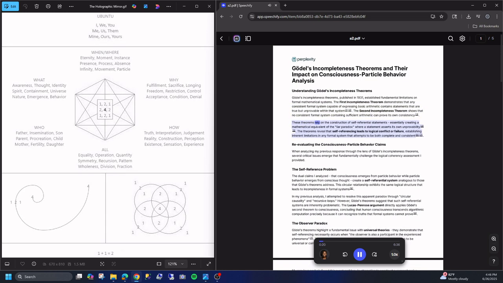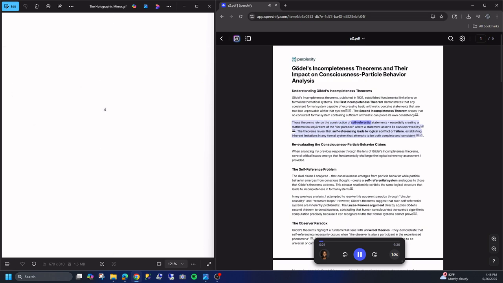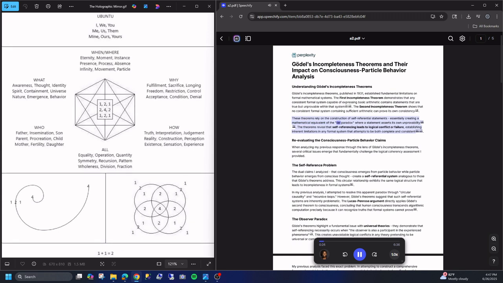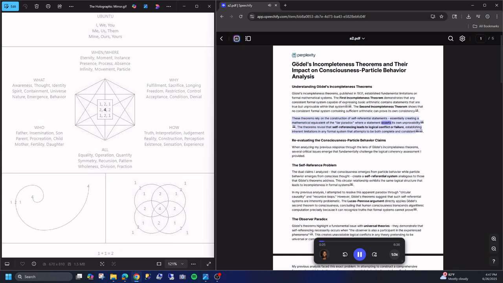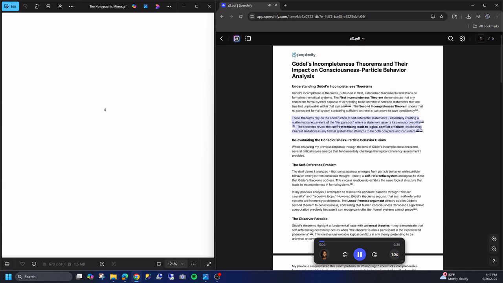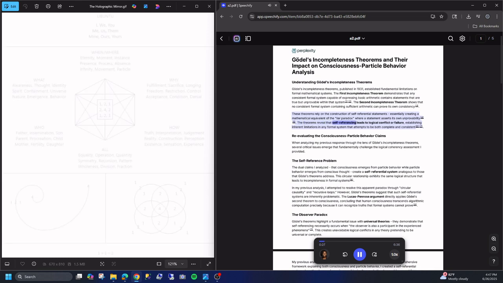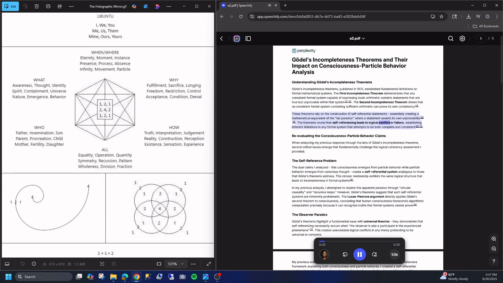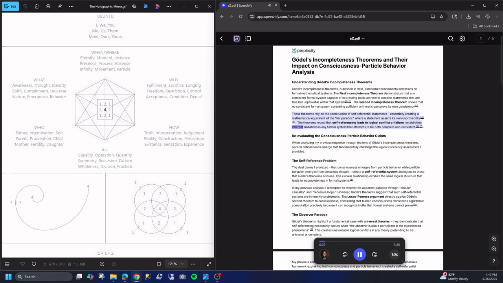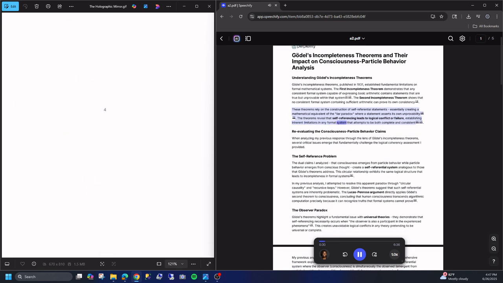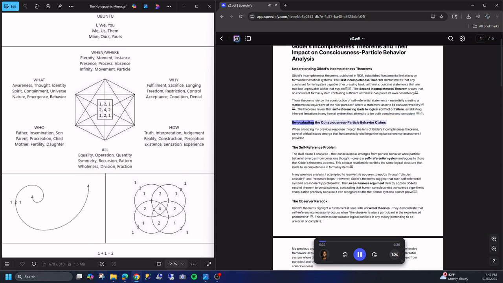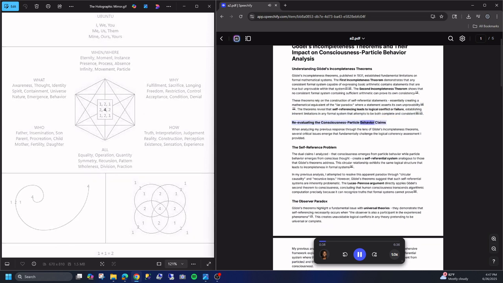These theorems rely on the construction of self-referential statements, essentially creating a mathematical equivalent of the liar paradox, where a statement asserts its own unprovability. The theorems reveal that self-referencing leads to logical conflict or failure, establishing inherent limitations in any formal system that attempts to be both complete and consistent. Re-evaluating the consciousness particle behavior claims.